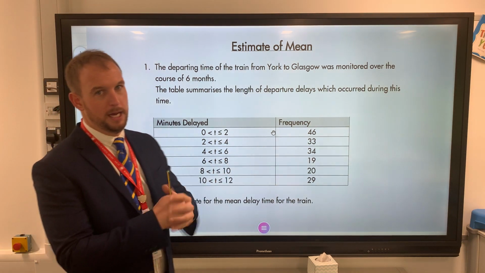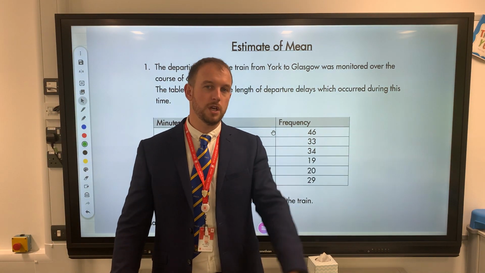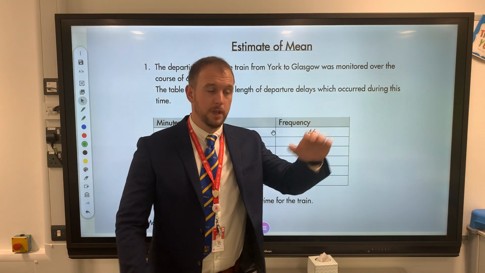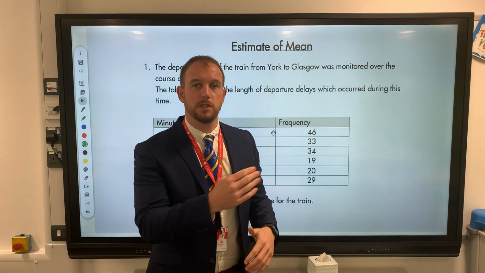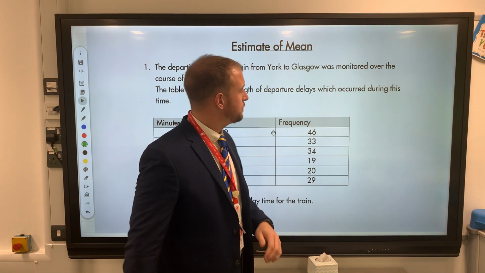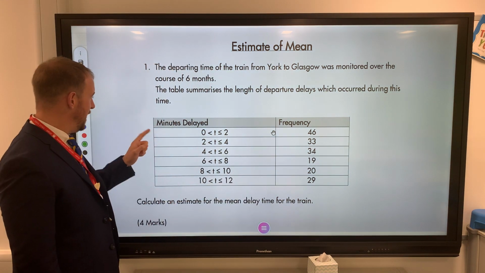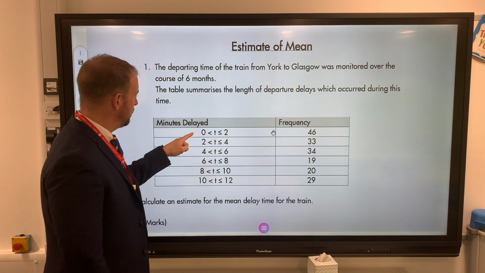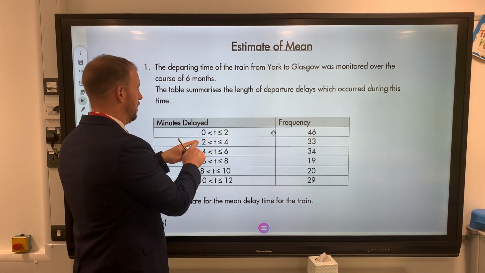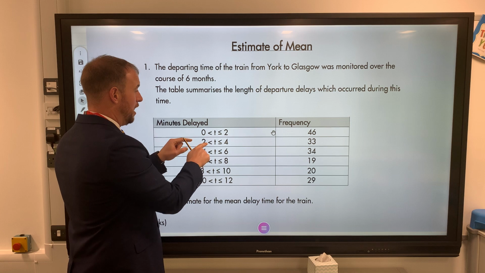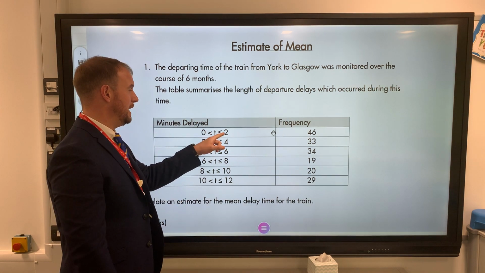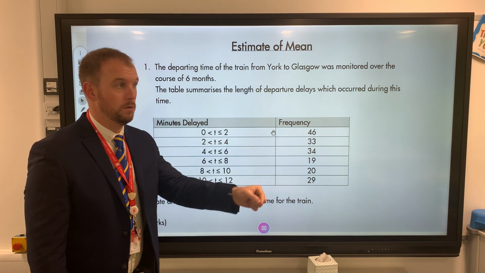Right, so if we're looking at mean now, if you've looked at previous videos, you should know that mean is where we have the total, so add them up and then divide them by the frequency, how many there are, okay? So total divided by the frequency. However, we have these minutes delayed now, so there are 46 people that were delayed by up to 2 minutes, okay? So that's greater than 0, but less than or equal to 2.